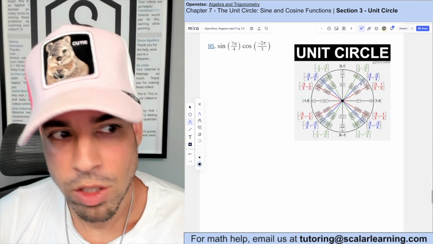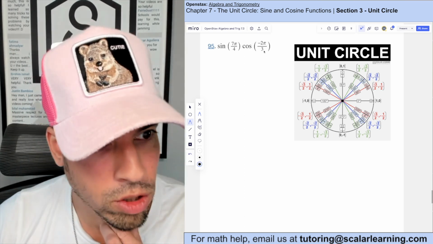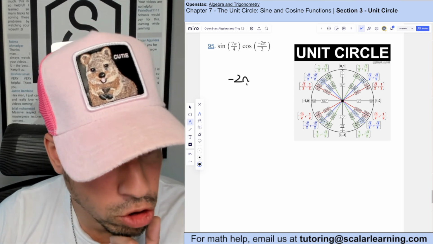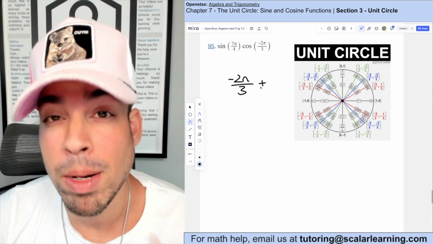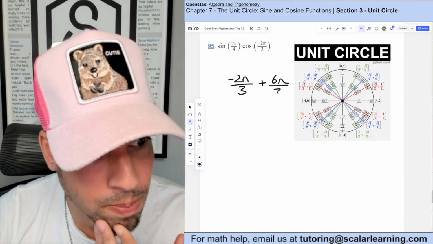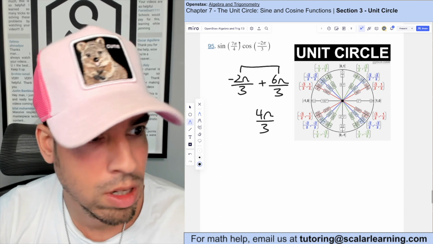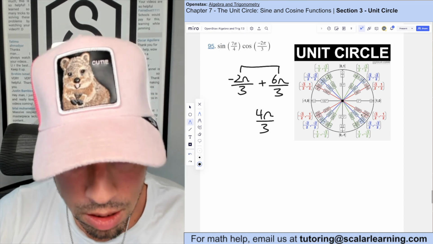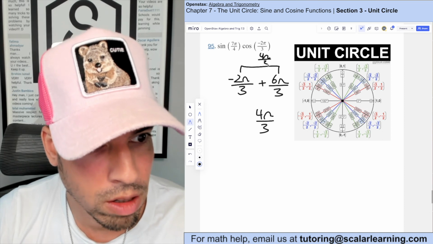So for this one, we're going to use the unit circle, but I'm going to recognize right off the bat that it's not on the unit circle, but I can find a coterminal angle. So to find a coterminal angle that's on the unit circle, I'm going to add by multiples of 2 pi, but with a denominator of 3, that would be 6 pi over 3. So we add these together and we get positive 4 pi thirds. Now 7 pi fourths, I'm chilling because that's on the unit circle. So this is going to be the same as taking cosine of 4 pi thirds.